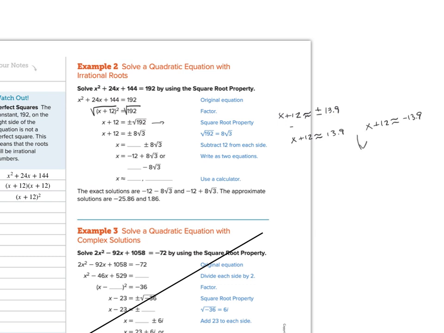The process of simplifying that radical, though: we know that the square root of 192 is the same thing as the square root of 64 times 3, and then we know that the square root of 64 is 8, so I can bring that out of the radical, and then the square root of 3 I can't do anything with, so I leave it in.